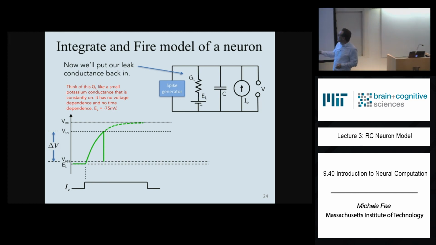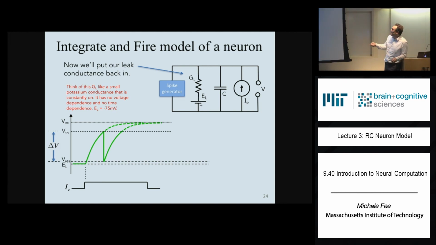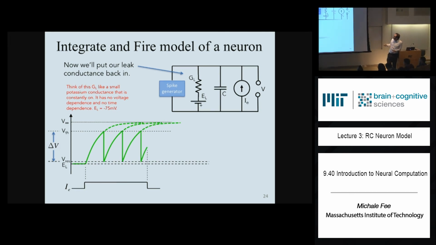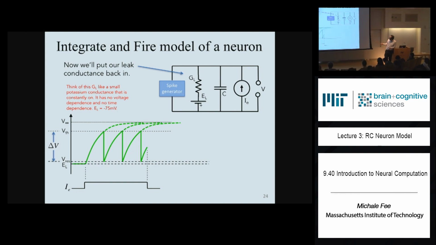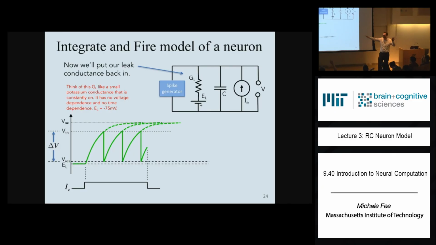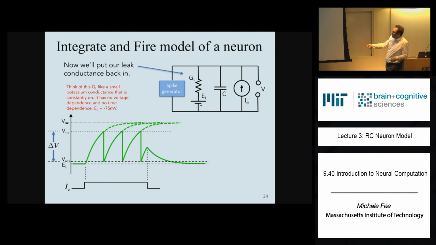Okay, it relaxes exponentially back to V infinity, okay? Until it hits threshold and it jumps back, okay? Keeps doing that. Now what happens here? The current turns off. What happens? Who knows the answer to that question? Raise your hands up high. Shout it out. Excellent. Okay, it relaxes back to E leak.